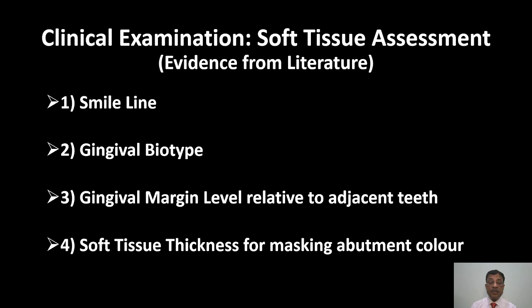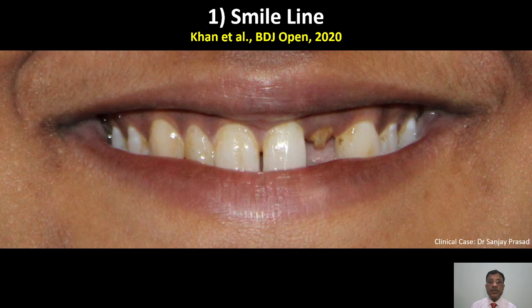So this is another important thing, what should be the adequate thickness of the soft tissue so that the titanium, which is of a blackish color, is not visible underneath the gingiva. So these are the important things. So first, the smile line.